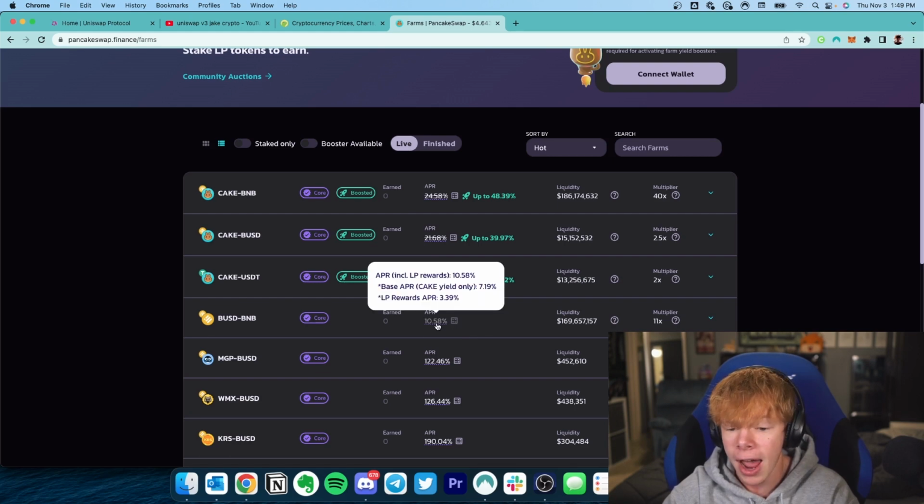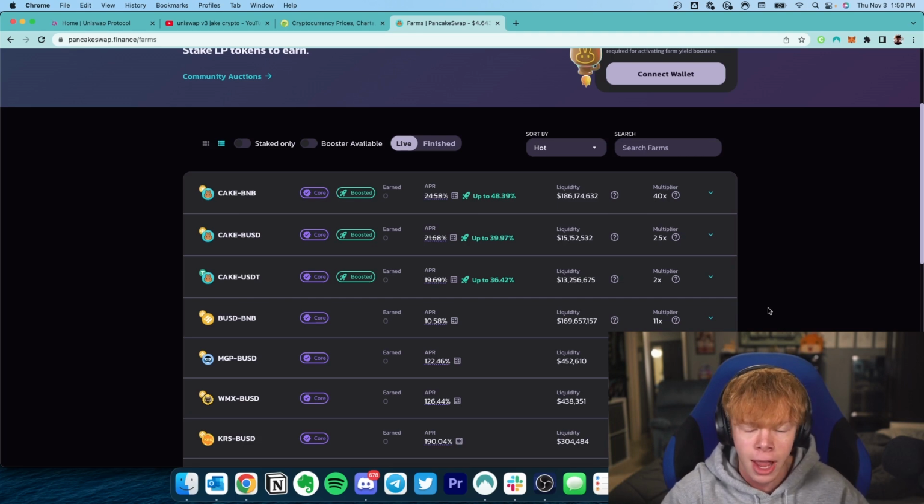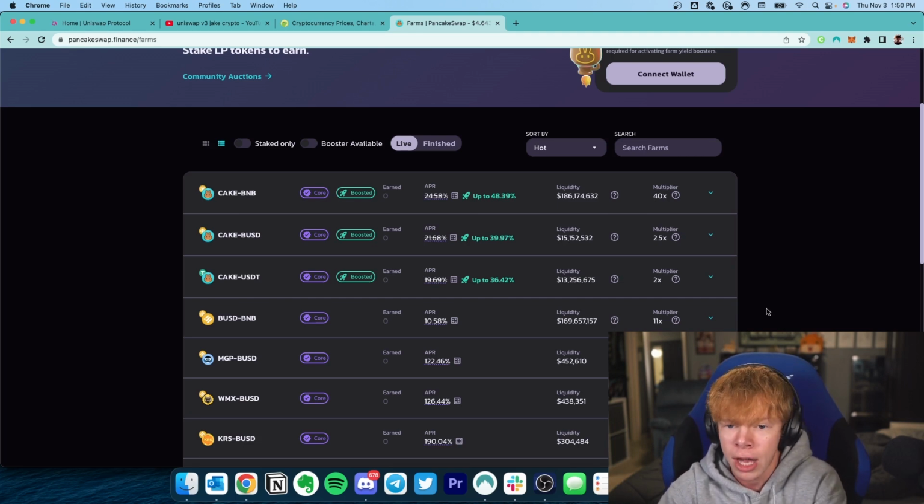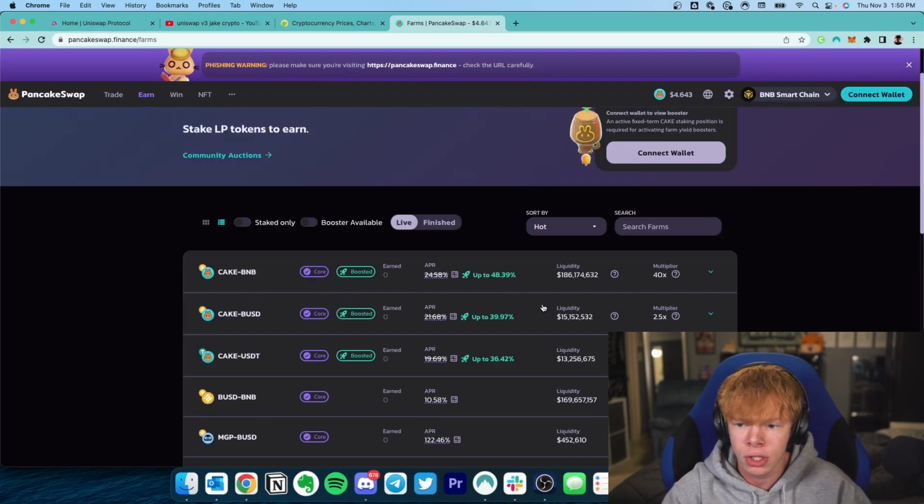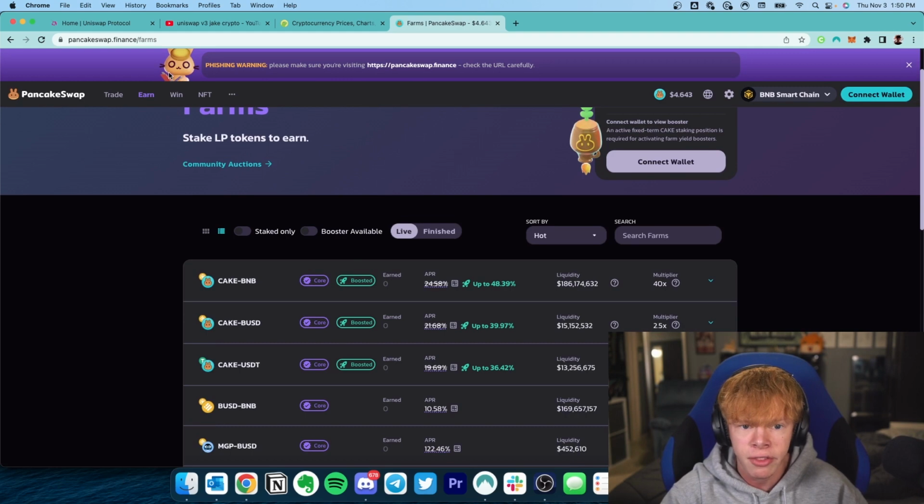But if you take a look at this APR, you're only earning 3.39% from the liquidity pool. You're actually earning an additional 7% in CAKE token. And how do they give you that CAKE token? They create new CAKE tokens, therefore meaning they increase the circulating supply to provide you with those CAKE tokens. And while this will work for some cryptocurrency projects, a lot of them end up failing.